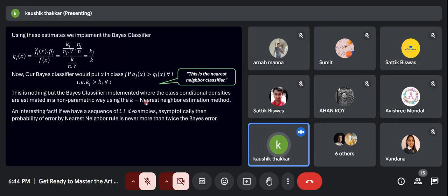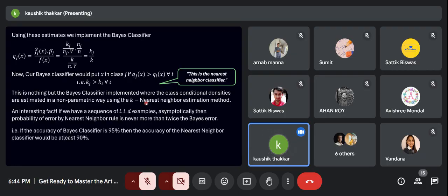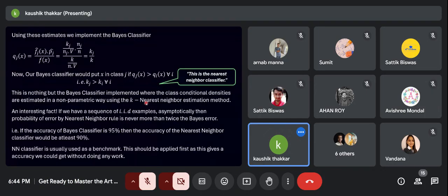Again, the proof is much more involved and complicated, so we'll not go into any proof. But yes, if we have a sequence of IID examples, asymptotically this rule holds. That is, if the accuracy of the Bayes classifier should have been 95%, then the accuracy of the nearest neighbor classifier would be at least 90%, right? So this is a very useful thing, because in a classification problem, this is the first thing that you can try. The nearest neighbor classifier is usually used as a benchmark as well. This performs really, really well.